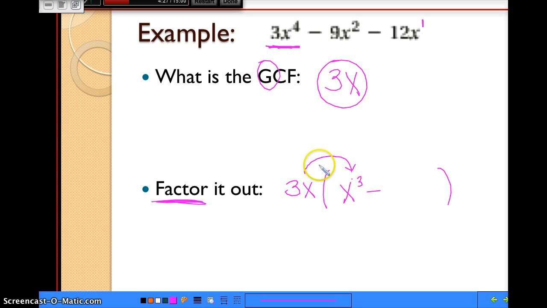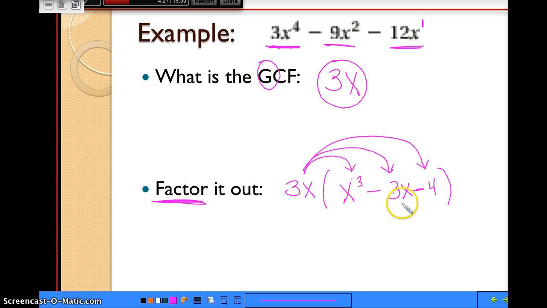3x times what will give me the second term of 9x squared? Well, 3 times 3 gives me my 9, and x times x will give me x squared. Drop down the minus. 3x times what will give me the third term? 3 times 4 gives me my 12, and x times 1 gives me my x, so you don't need to write that.